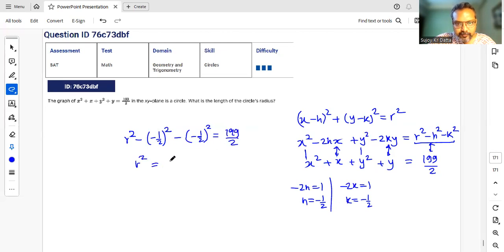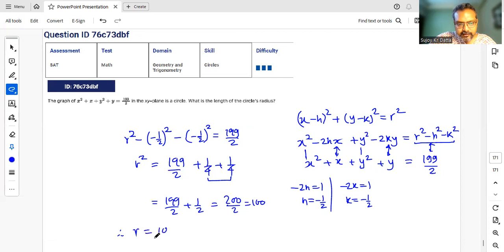So r squared would be 199 over 2 plus 1/4 plus 1/4. These two 1/4s make up half. So it is 199 over 2 plus half. So that's 200 over 2. That's 100. So r squared is 100. Therefore, r is 10. So what is the length of the radius? So it is 10. So this was the last one in this series.